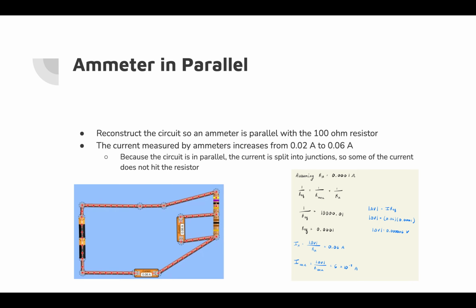For an ammeter in parallel, you reconstruct the circuit so an ammeter is parallel with the 100 ohm resistor, and the current measured by the ammeters increases from 0.02 amperes to 0.06 amperes, as shown in the calculation below.